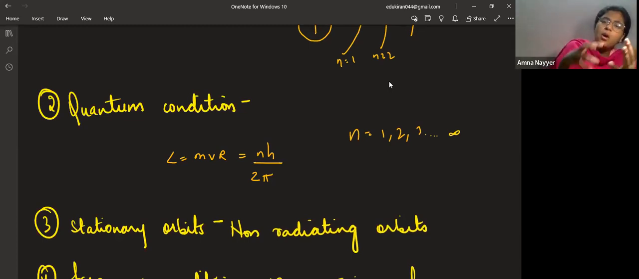The third says that all these orbits which are present are not radiating any amount of energy. They are stationary. It's the electrons which are moving. Electrons are jumping from higher level to lower level to higher level. Orbits aren't moving. Orbits are fixed with their specific radius. And the electrons keep on revolving, and they also change their orbits. So this is the third postulate.